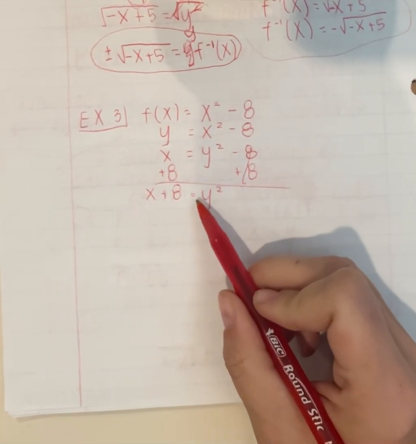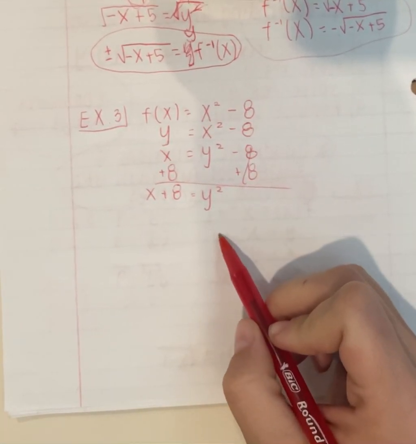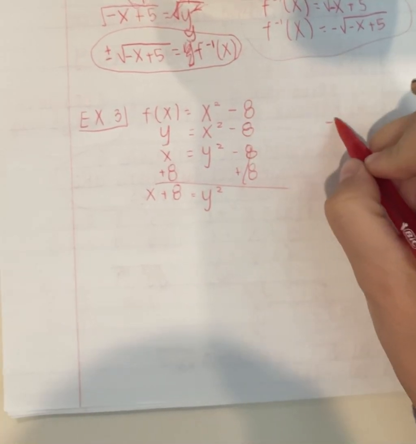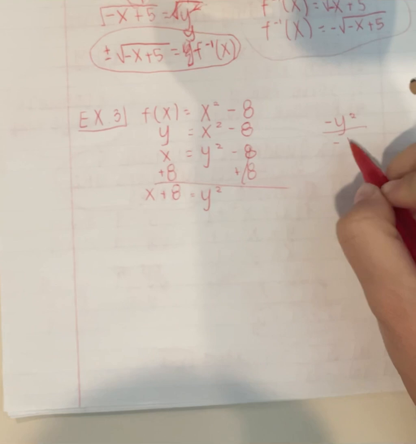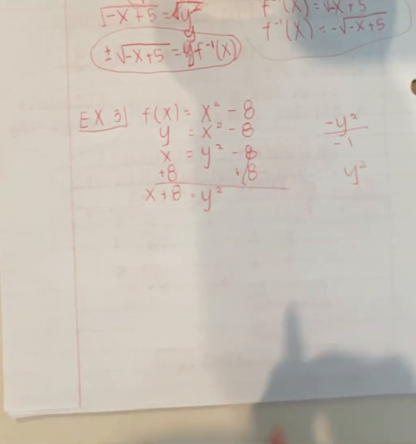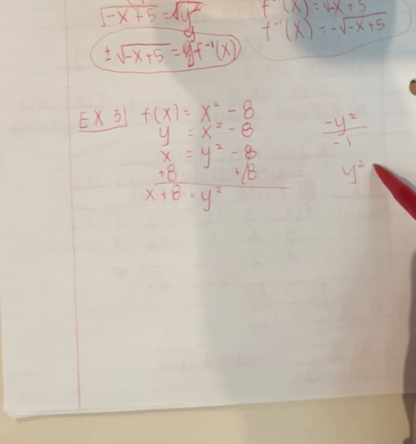There's not a negative in front, so I don't have to divide by negative 1. Only divide by a negative 1 if I have a negative y squared. Then I would divide by negative 1. If you just have y squared, you're good. That's what you want.